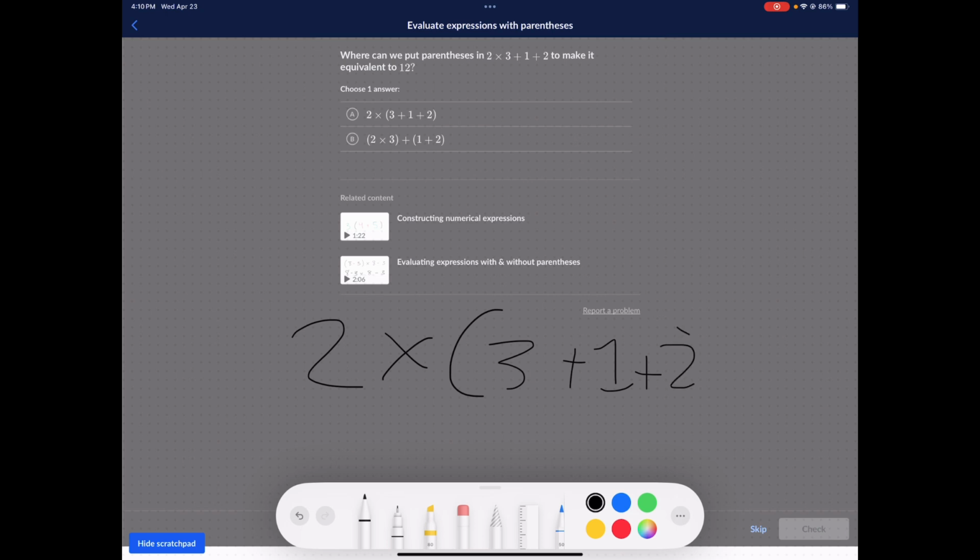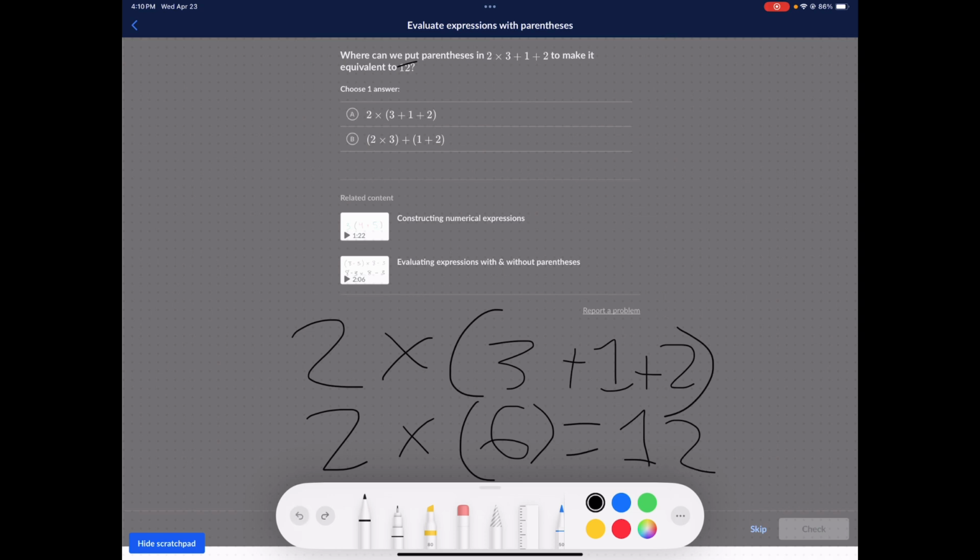So are we going to multiply 2 and 3, or are we going to do the parentheses first? Parentheses. So what's 3 plus 1 plus 2? 6. Good. So we have 6. So 2 times 6. So what does that equal? 12. And hey, how about that? It says 12, 12. So A is our answer.